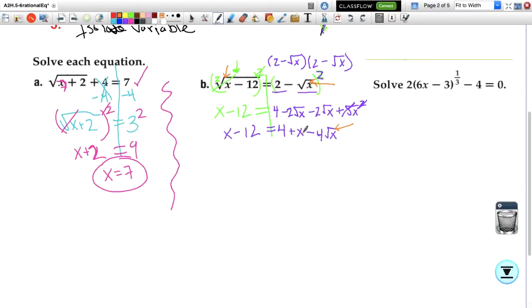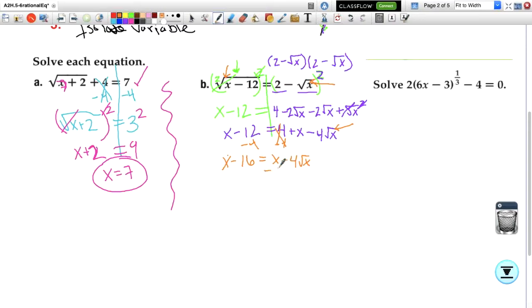I got to get rid of these things before I can get rid of this. So I'm going to minus 4, right? I want to get it away from this side to get this piece alone. I have x minus 16 equals x minus 4 root x.